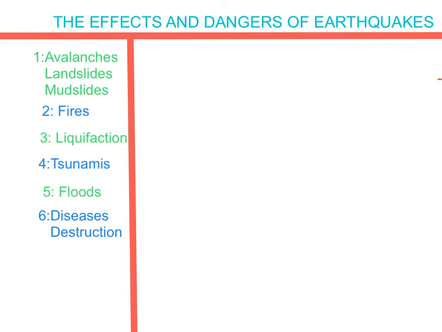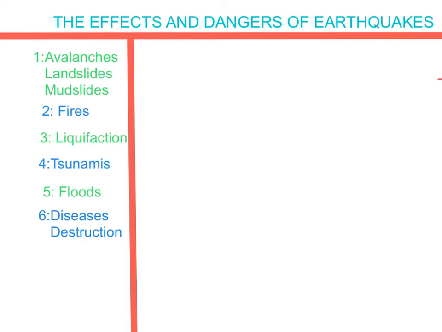Okay, I'm going to explain the effects and dangers of earthquakes. So number one is avalanches and landslides and mudslides. So the earthquake can knock loose big rocks, and then those rocks cut down trees. So the trees fall over and just fall down the hill, right? Number two is fires.